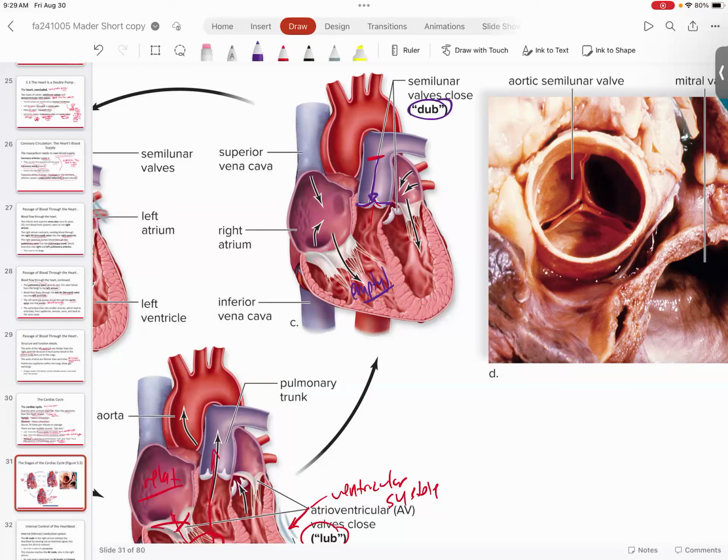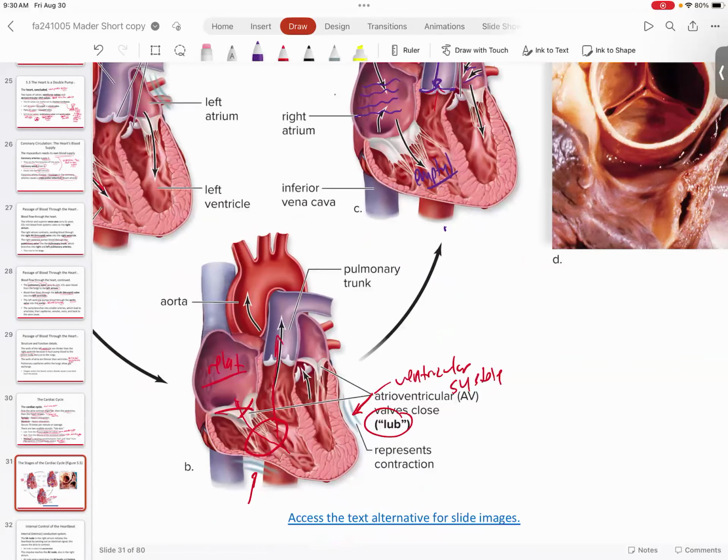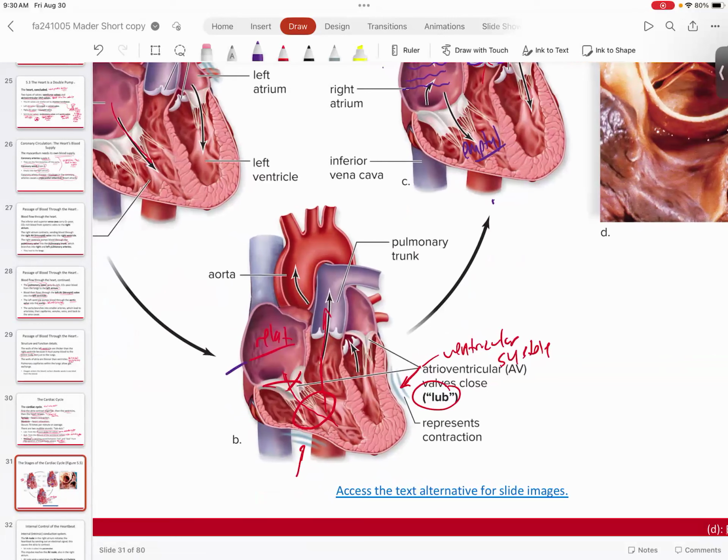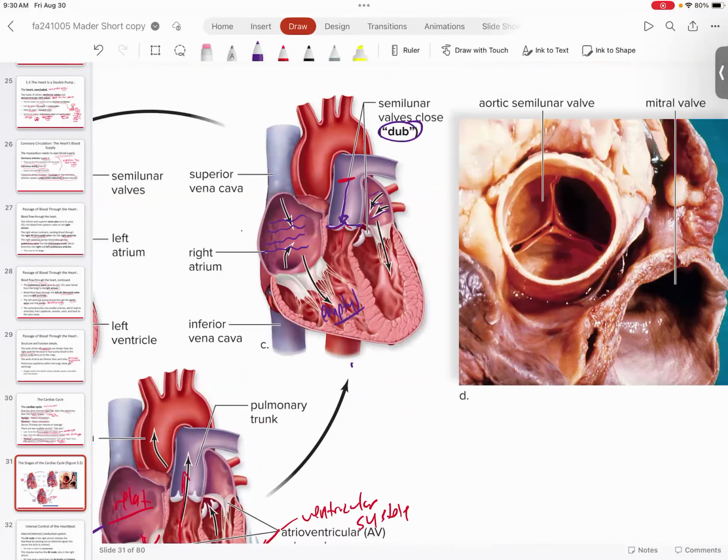That's the dub. And while that's happening, this right atrium is filling up with blood for the next cycle. And so is the left atrium, by the way. And here, let me write this. So this would be atrial diastole. So they are relaxing while the ventricles are contracting. And at this point, the ventricles have finished contracting and you have ventricular diastole. So now they're relaxing.